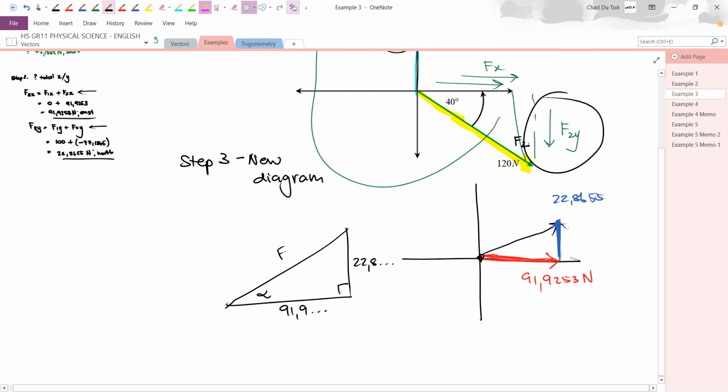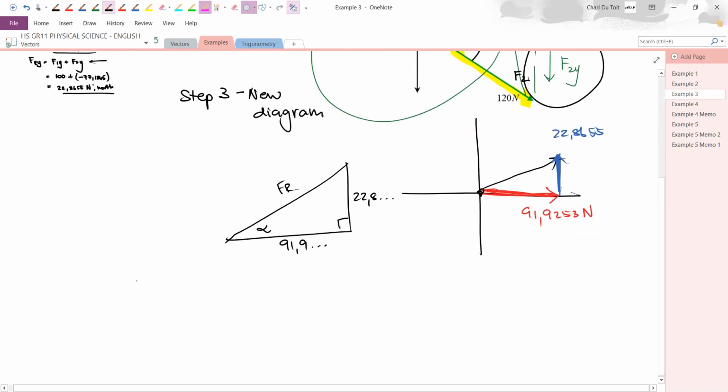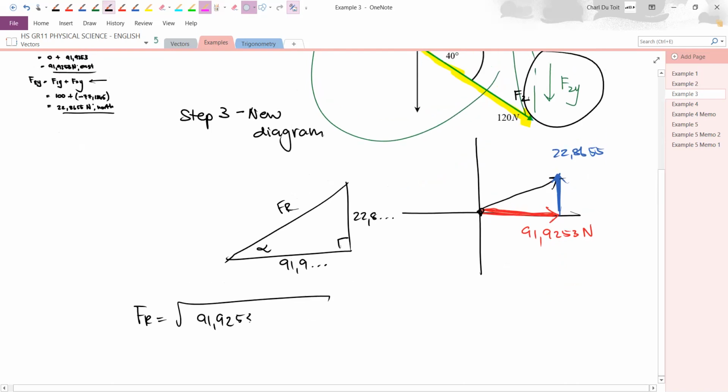So we have the blue value as 22,8 something, and we have the x component as 91,9 something. And now you can just determine the resultant with Pythagoras. So the resultant force is the root of 91,9253 squared plus the 22,8655 squared. And then you get the result. Let's do that. Okay. Have you done it yet? I get 94,73 rounded off to 2 decimals. Because I just used the answer stuff.